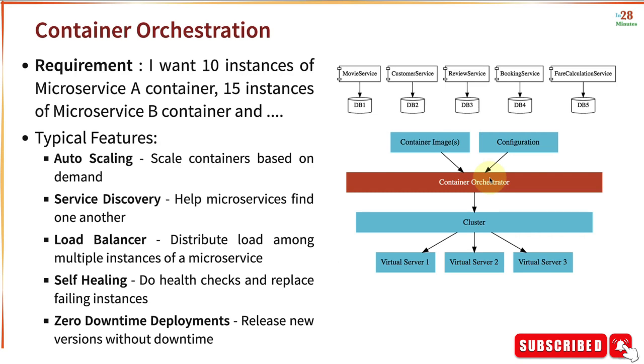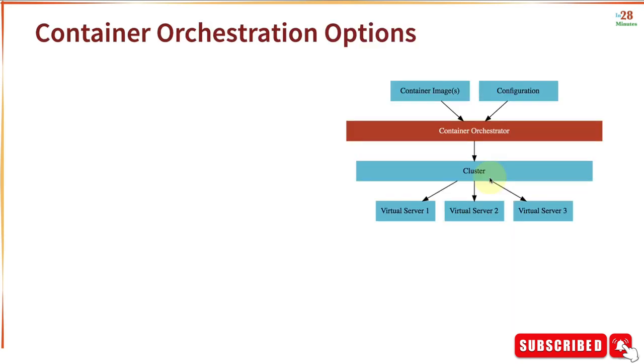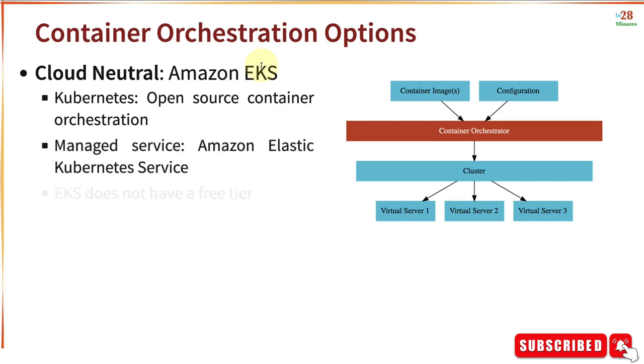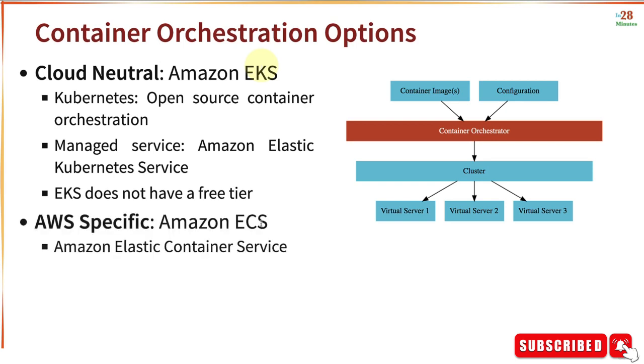Now, what are the container orchestrator solutions in AWS? Let's look at them right now. Kubernetes is one of the most popular container orchestrator tools today. And the service in AWS, if you want to make use of Kubernetes, is Amazon EKS, Elastic Service for Kubernetes. I'm calling this a cloud neutral option because Kubernetes can be run in AWS, Azure, Google Cloud. So there are managed services for Kubernetes in almost all the cloud platforms. And one important thing for you to remember is that EKS does not have a free tier. So if you create an EKS cluster, even if you are in a free tier, you would need to pay for it.